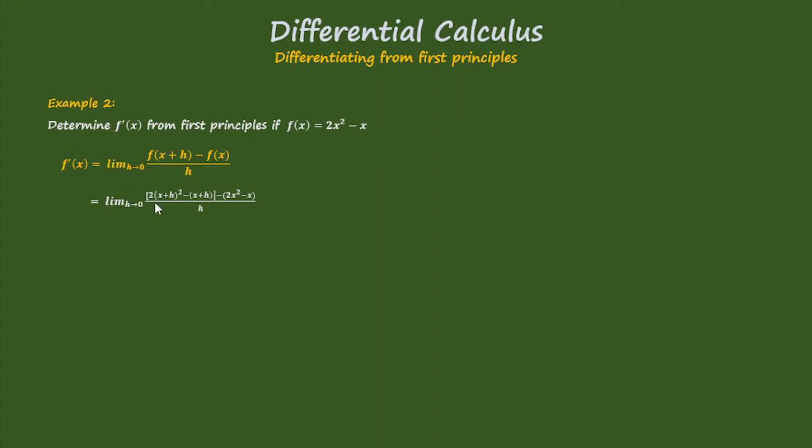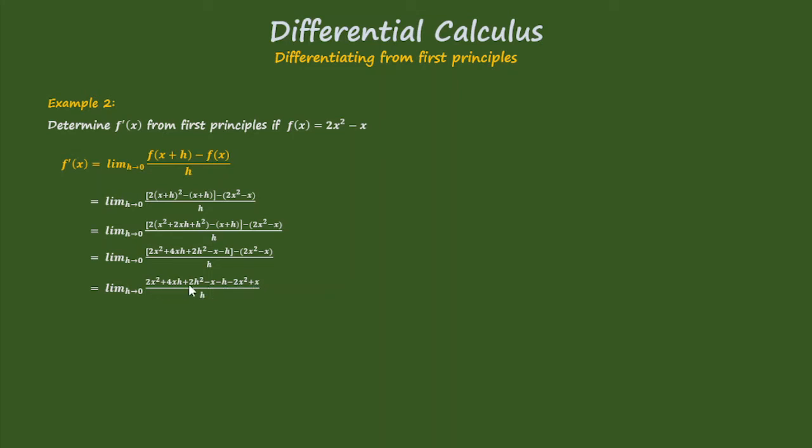In 2x squared, I replaced x with x plus h. In minus x, I replaced it with x plus h. Then I subtracted the whole f at x there. Now you can go ahead and simplify the whole expression to arrive at this part where you have 2x squared plus 4xh plus 2h squared minus x minus h minus 2x squared plus x.